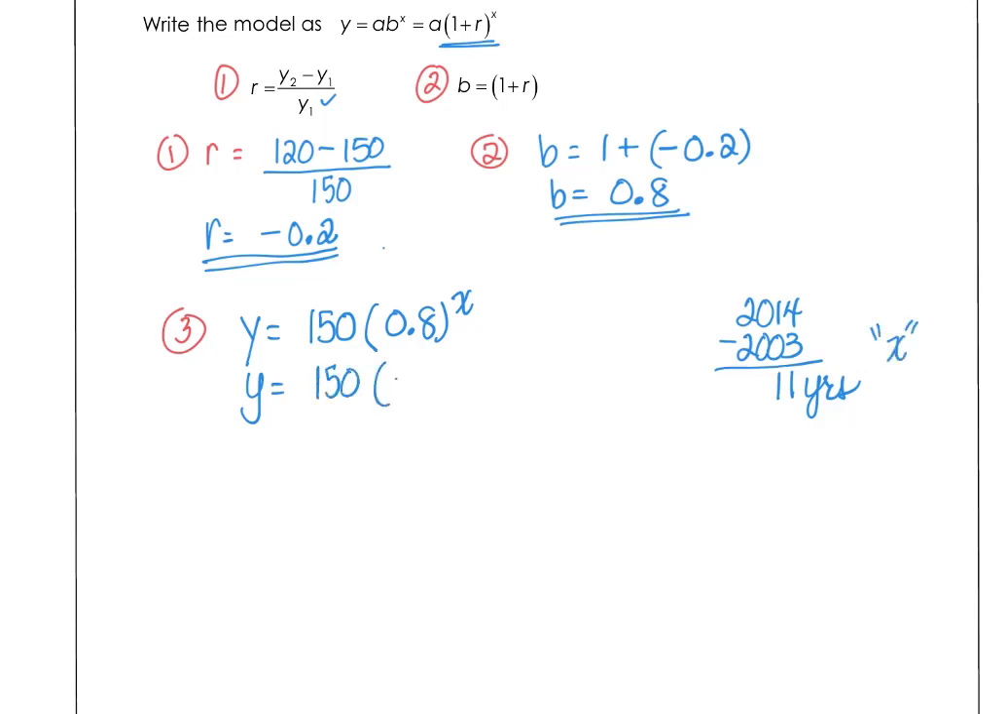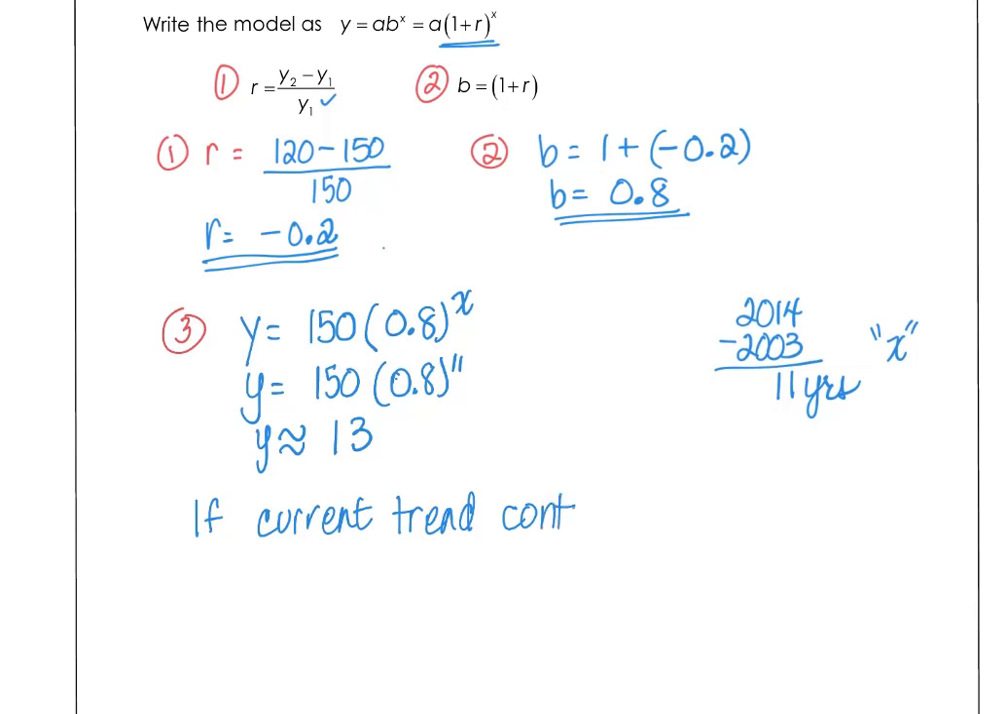So again, with our calculator, want to be very careful. We get about 13 when we calculate that. So to finish up the question, if the current trend continues, only 13 Iberian lynx will remain in the world.